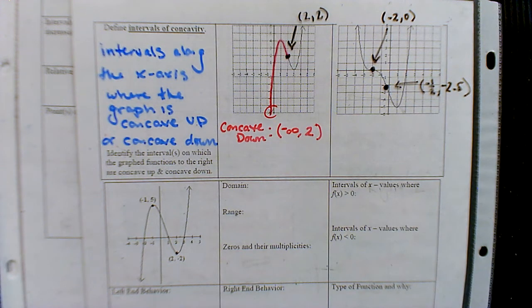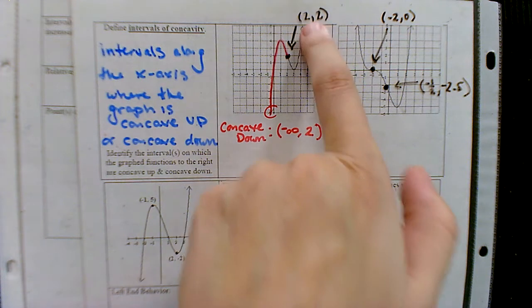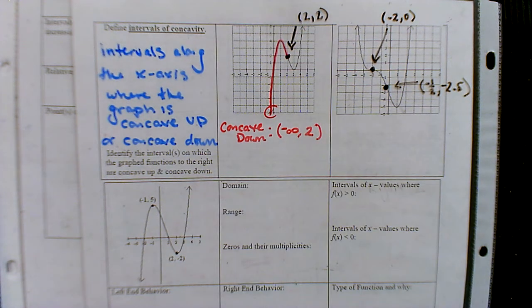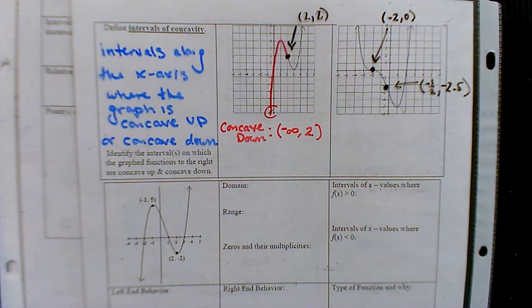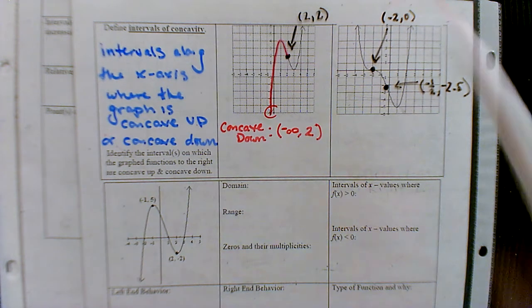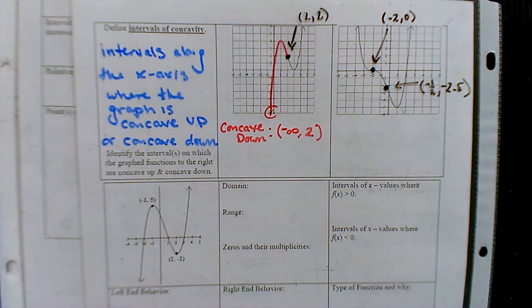Okay, we're going to use a parenthesis. Even though I know there's a closed point there, this location of 2 is where your concavity changes. Okay, you're not concave down at that spot. You are changing from concave down to concave up. Kind of like the increasing and decreasing. They're always going to be parentheses because you're changing the curvature at those points.